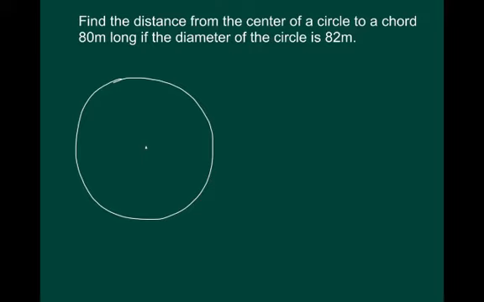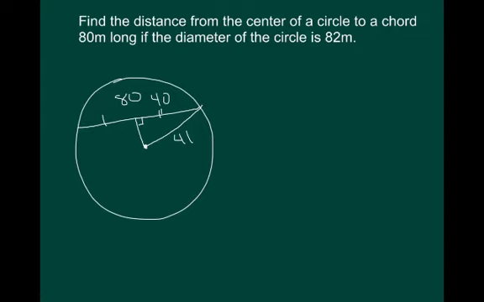Okay, in this example, I want to find the distance from the center of a circle to a chord that is 80 meters long. It's a very long chord. If I know that the diameter of the circle is 82 meters, well, that means that the radius is 41. And if I draw a line from the center of a circle perpendicular to a chord, I know that it will bisect the chord. So what was 80 will now be 40 and 40.